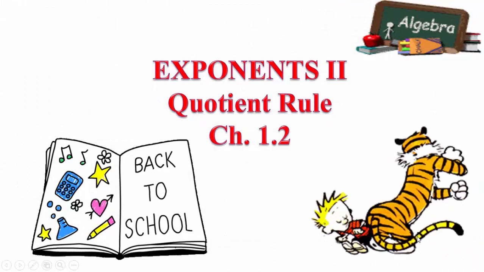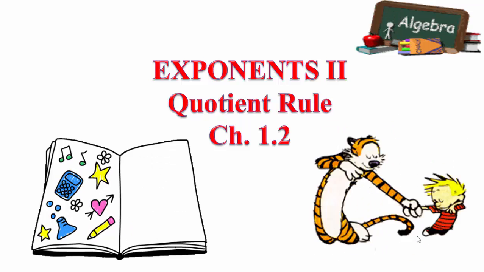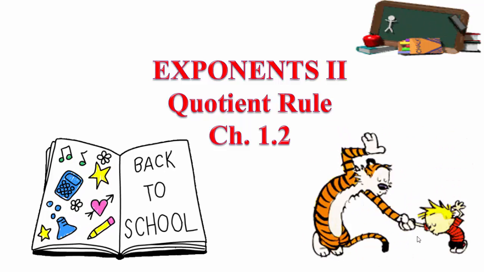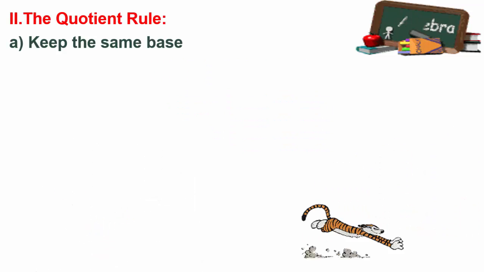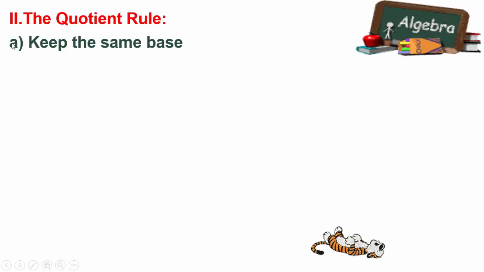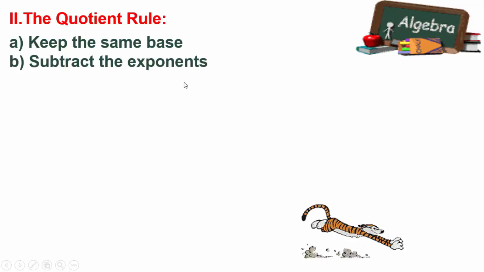Welcome to part 2 of Exponents. In this part, we're going to discuss the quotient rule. The quotient rule says that when we keep the bases the same, meaning that they have the same bases, we subtract the exponents.